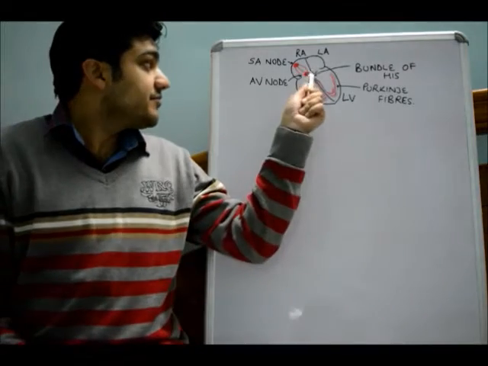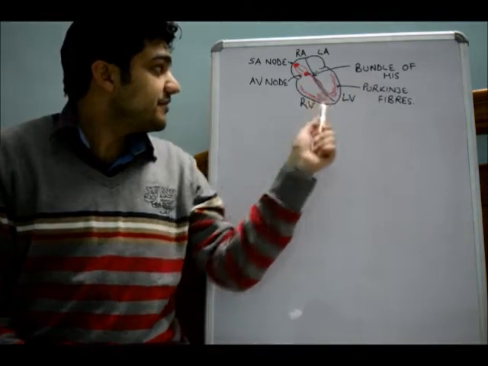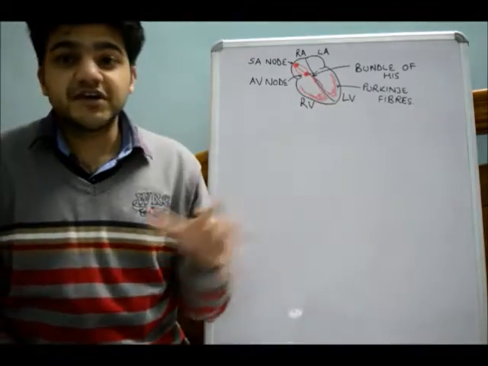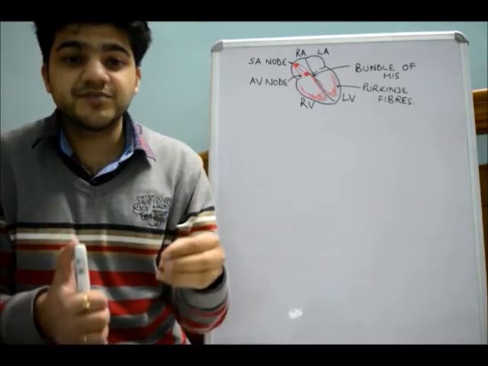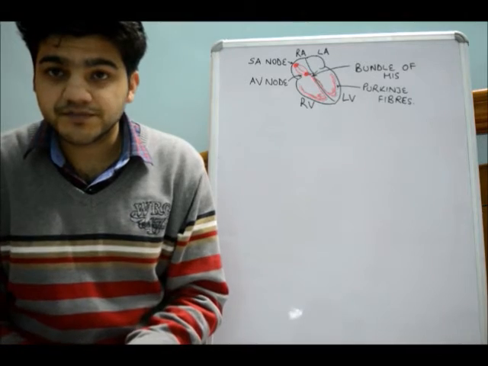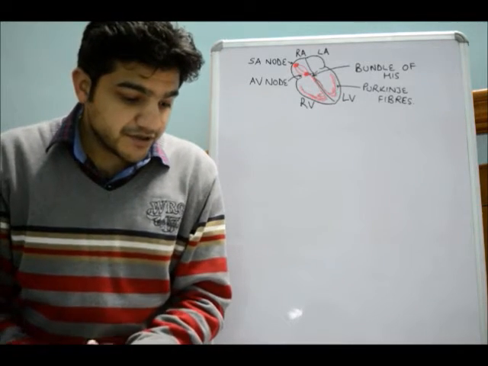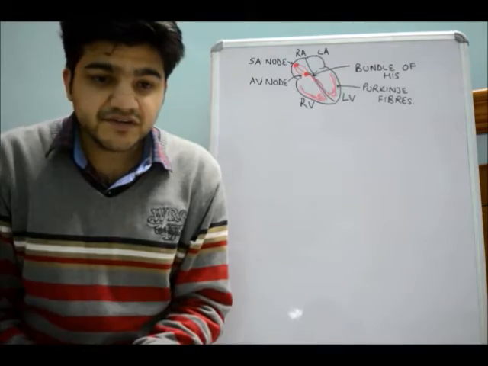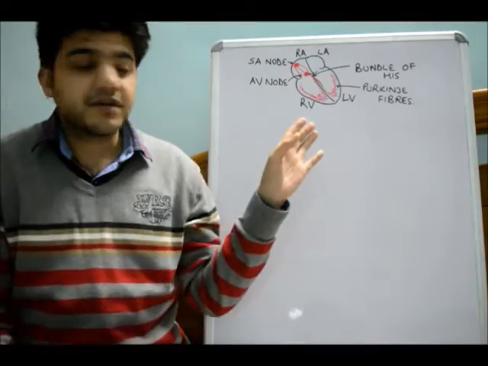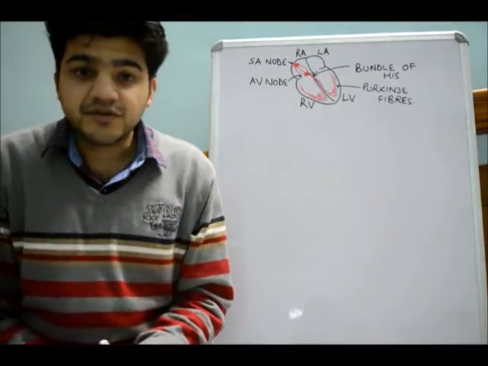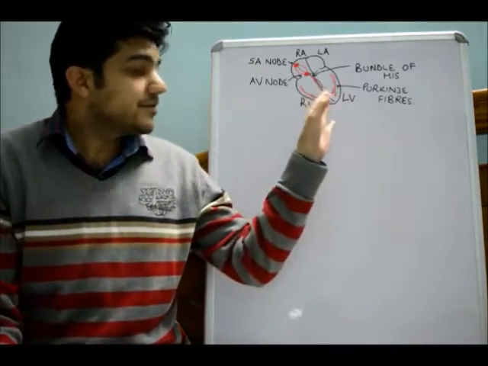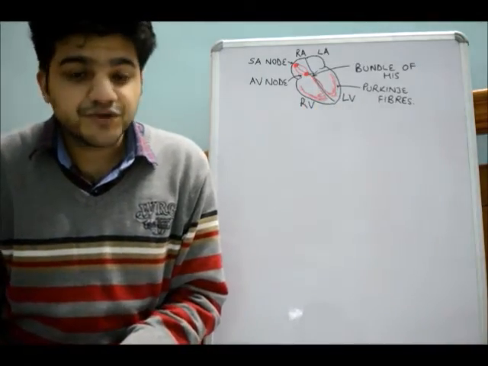Then after the AV node we have this bundle of His, then the bundle branches, and finally the Purkinje fibers. Now this is the conducting system, as it helps to generate and conduct a cardiac impulse throughout the heart. Now the cardiac myocytes, or the cardiac cells, can be divided into 2 types. These conducting fibers are one, and the other one are the contracting fibers. So the contracting fibers I will not be discussing much, but the conducting fiber is my point of interest today.